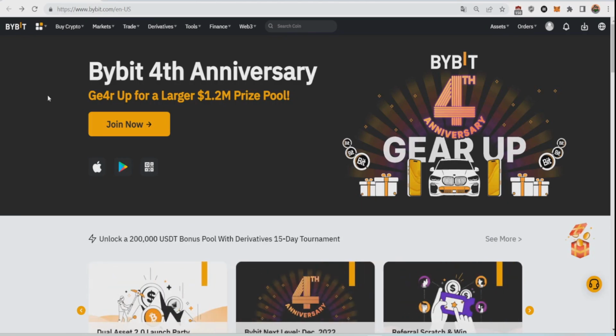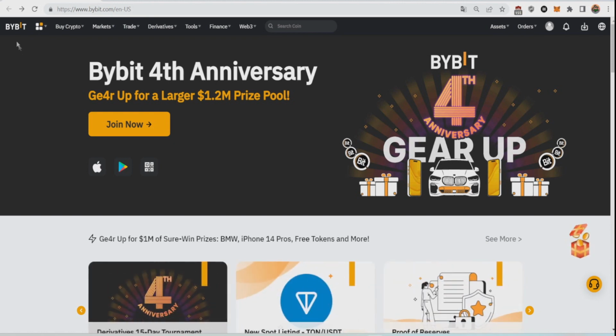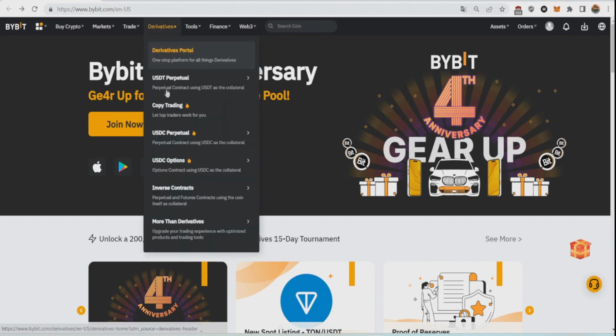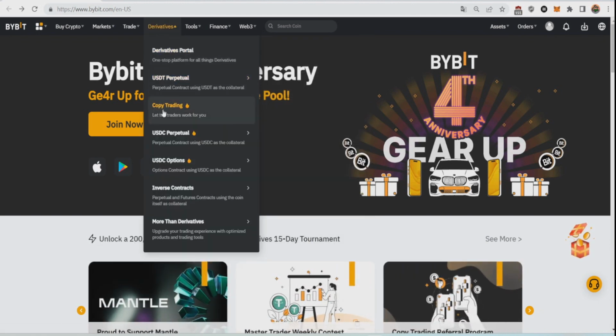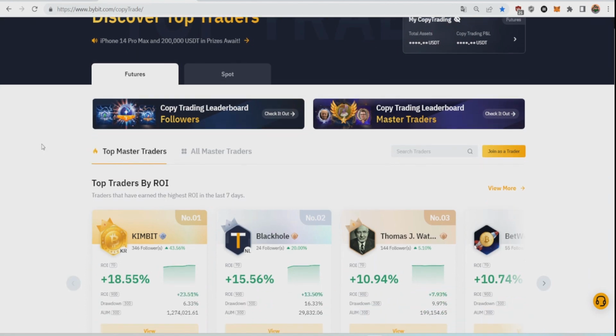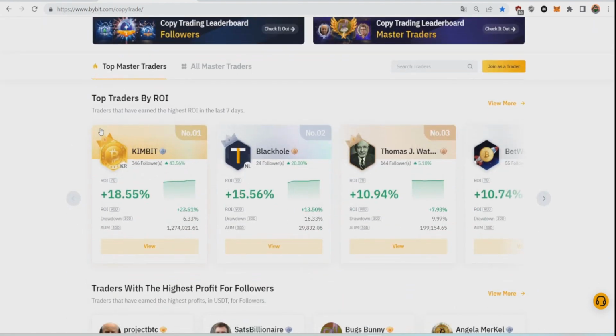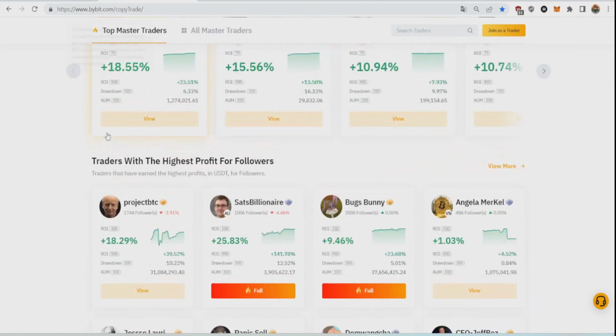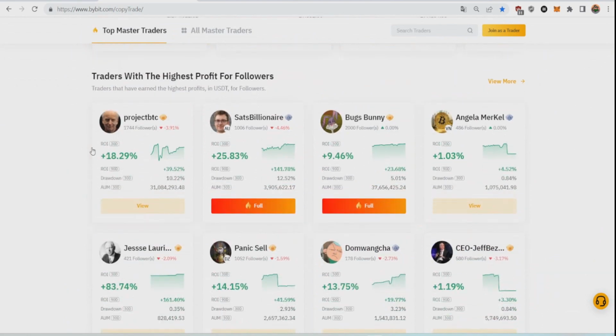So after you have set up your account using my link, the next steps are really easy, guys. From the Bybit homepage, all you gotta do is go to derivatives and then click on copy trading. Once you're at copy trading, you will find all these master traders, top traders by return on investment, traders with the highest profit and everything.